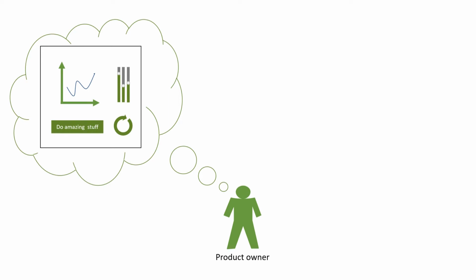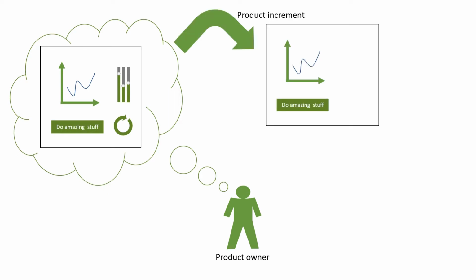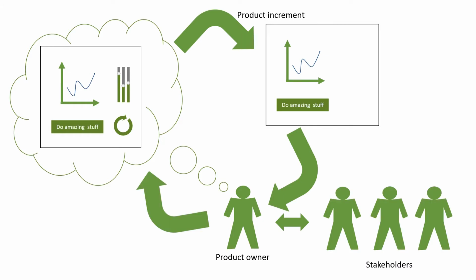The product owner owns the product vision, represented by its backlog. He helps the team build the product increment from the backlog. He approves that this increment is eligible for being sent to the users. He organizes the review with the stakeholders and integrates the feedback into his vision.